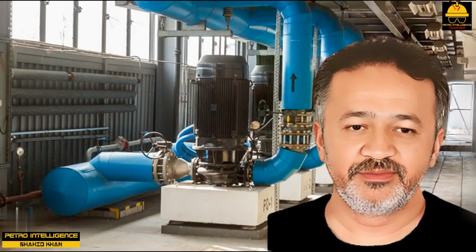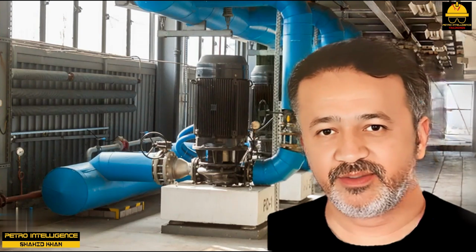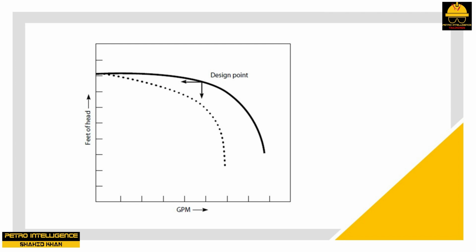Pump curve. The feet of head developed by a pump is affected by the volume of liquid pumped. The picture is a typical pump curve. As the flow of liquid from a centrifugal pump increases, the feet of head developed by the pump goes down, as does the pump discharge pressure. A pump curve has two general areas. These are the flat portion of the curve and the steep portion of the curve.